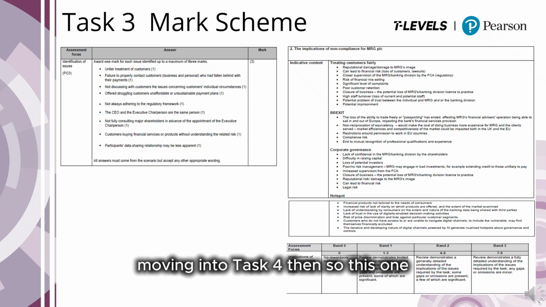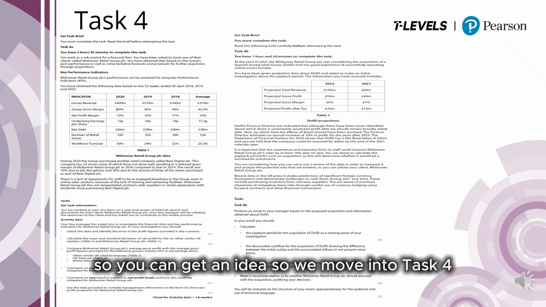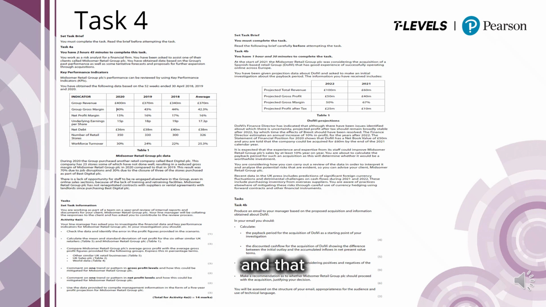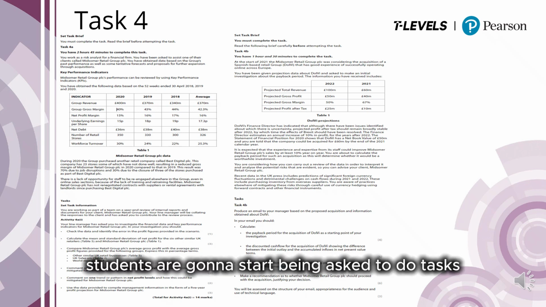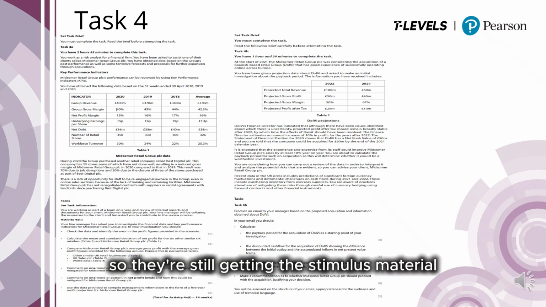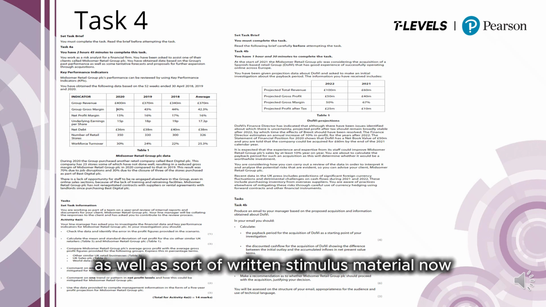Moving into task 4 then. So this one, there is a lot more stimulus material than you're seeing here. This is just an overview so you can get an idea. As we move into task 4, you can see that we start to get some numerical data appearing and some financial data appearing, and that students are going to start being asked to do tasks with that data. So they're still getting the stimulus material, they're just getting numerical as well as written stimulus material now.